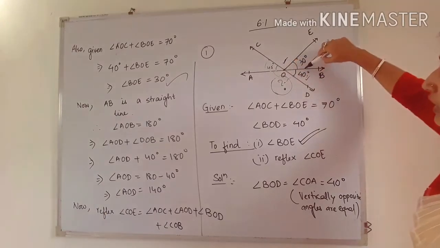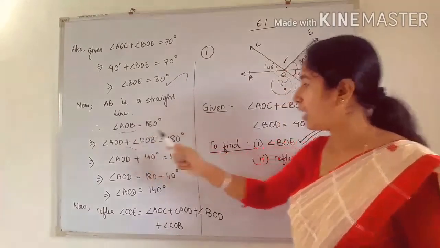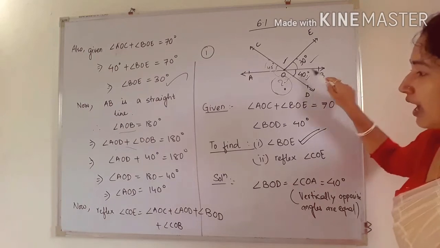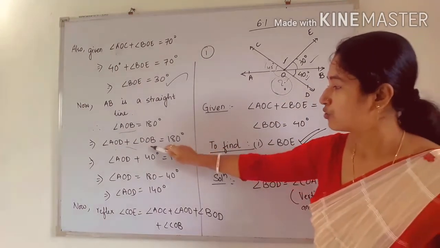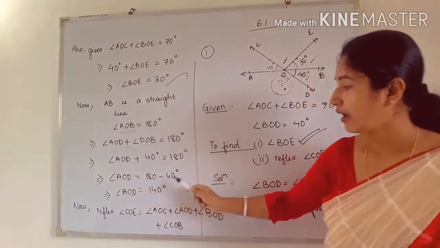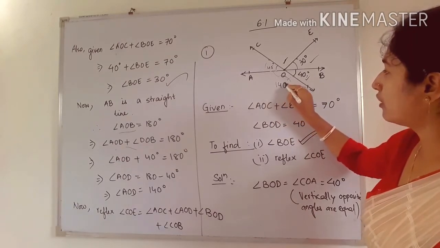This whole angle is 180. So if I break this angle into two parts, that means angle AOD plus angle DOB, I will get what? 180 degrees. So in place of angle DOB, I will put 40 degrees. By that way, I am getting angle AOD, that means this angle, as 140 degrees.